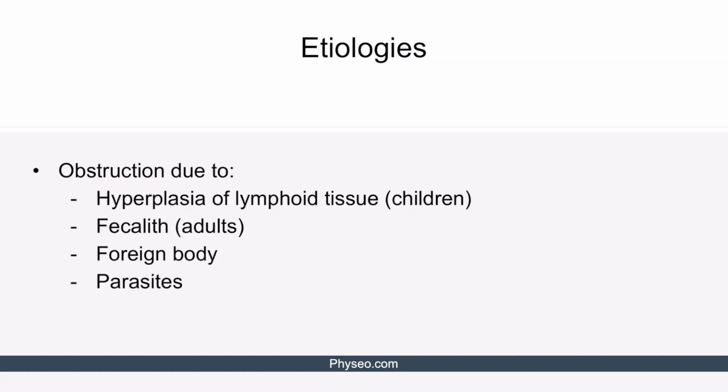Let's discuss common etiologies that can obstruct the appendiceal lumen. Hyperplasia of lymphoid tissue is often seen in children, which can be physiologic or due to infectious causes. On the other hand, a fecalith is a more common cause of obstruction in adults. Other etiologies of obstruction of the appendiceal lumen include foreign bodies and parasites.